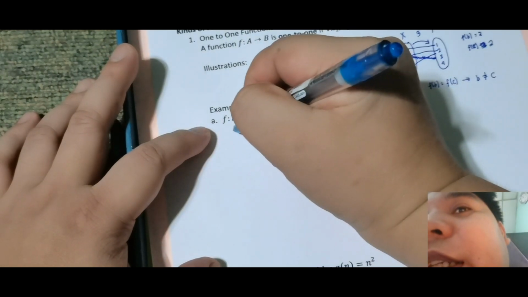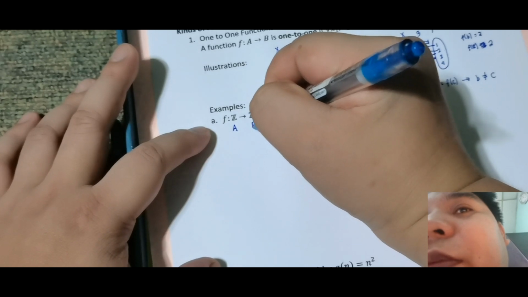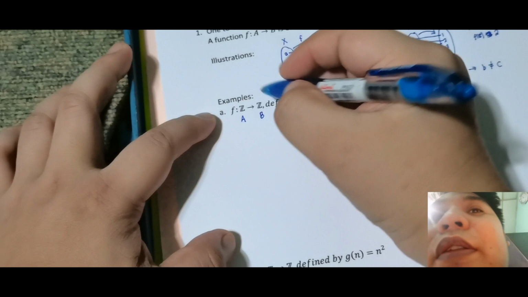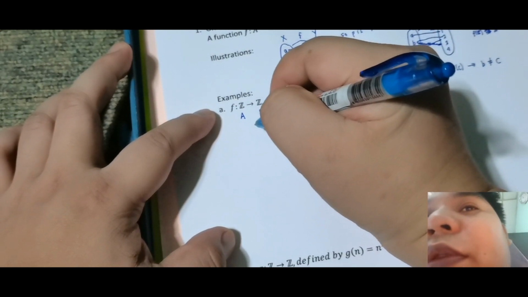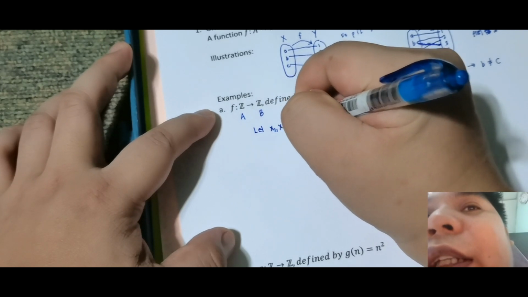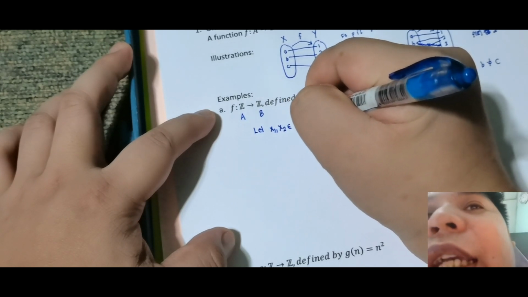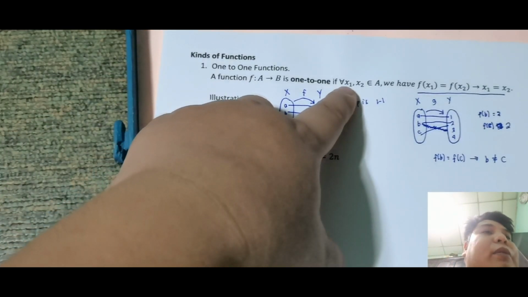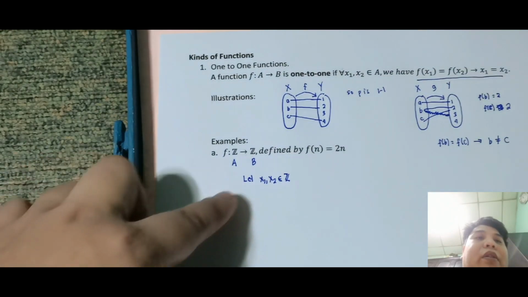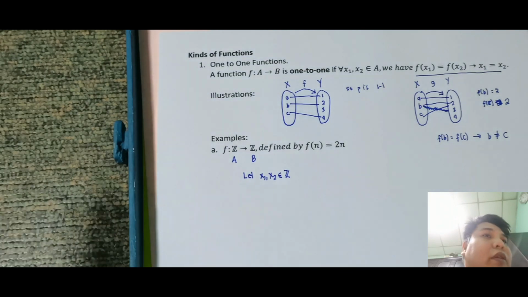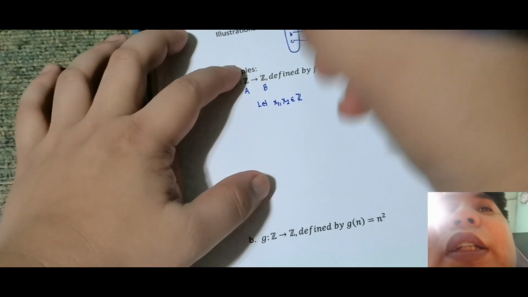So ito na yung A natin. Ito yung B. So nagbago lang konti. Okay? So ang sabi, test for 1 to 1. So let natin na x sub 1 and x sub 2 element of A. Ano yung A? Integers. Ulit, let for all x sub 1, x sub 2 element of A. So, ang ginawa ko, let x sub 1, x sub 2 element ng A, which is yung integers. Tandaan yung positioning. Okay?